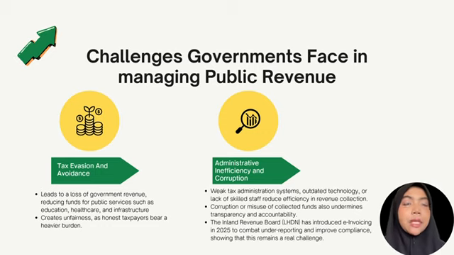The next one is administrative inefficiency and corruption. A weak tax administration system, outdated technology, or lack of staff skill can reduce efficiency in revenue collection. Corruption and misuse of collected funds also undermine transparency and accountability. The Inland Revenue Board, which is LHDN, has introduced e-invoicing in 2025 to combat under-reporting and improve service compliance to the customer, showing that these two challenges remain a real challenge to the Inland Revenue Board in collecting tax.